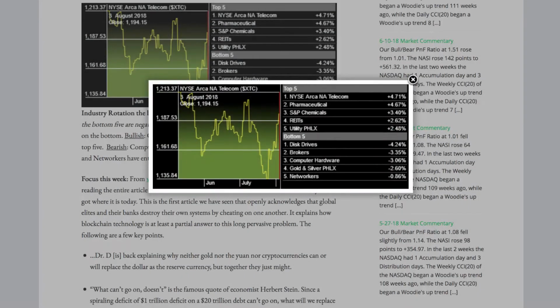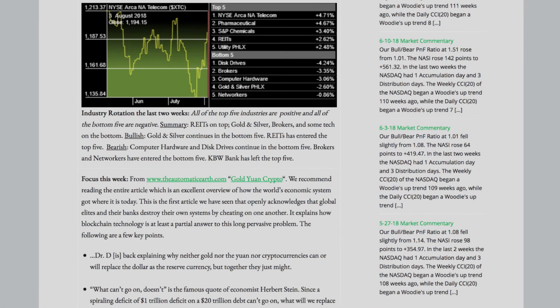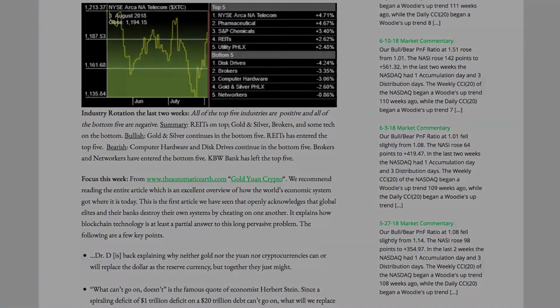Industry rotation the last 2 weeks. All of the top 5 industries are positive, and all of the bottom 5 are negative. Summary: REITs on top, gold and silver, brokers, and some tech on the bottom. Bullish, gold and silver continues in the bottom 5. REITs has entered the top 5. Bearish, computer hardware and disk drives continue in the bottom 5. Brokers and networkers have entered the bottom 5. KBW Bank has left the top 5.